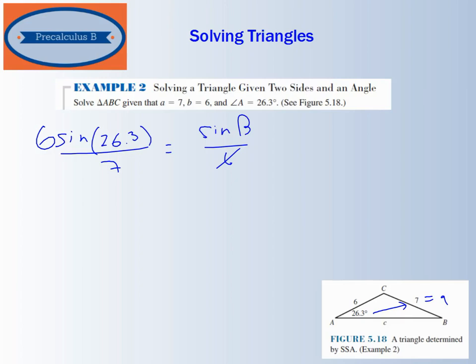So once again, make sure that your calculator is in degree mode, and you're just going to type in what we have there, 6 times the sine of 26.3 degrees, and you're going to divide that by 7, and you'll get this value 0.379, and there's more decimals after that, but essentially 0.379 is equal to sine of B. So now if I want to find angle B, I would do the inverse sine, right? We're going to now use that inverse sine that we used previously of that decimal value to get the measure of angle B.